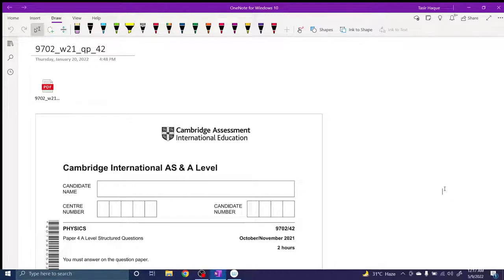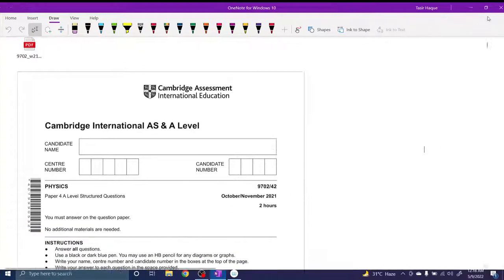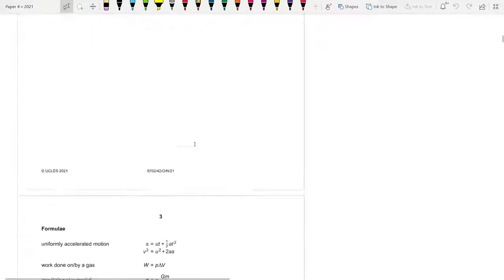But a few things have been added. Astronomy has been added, right? And PET scanning has been added to medical physics, and discharging a capacitor has also been added. Okay, let's begin. So, starting with question number one.